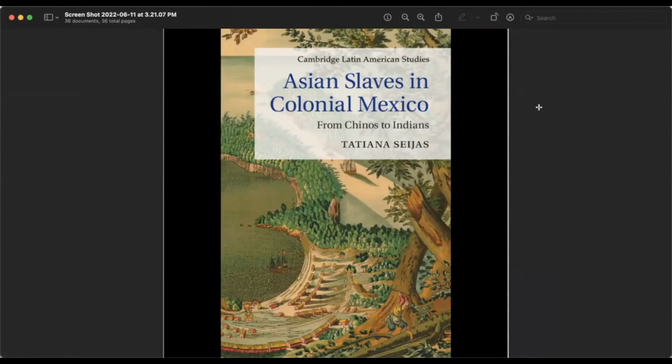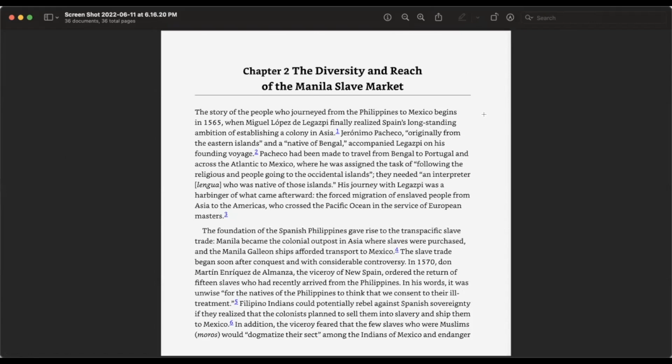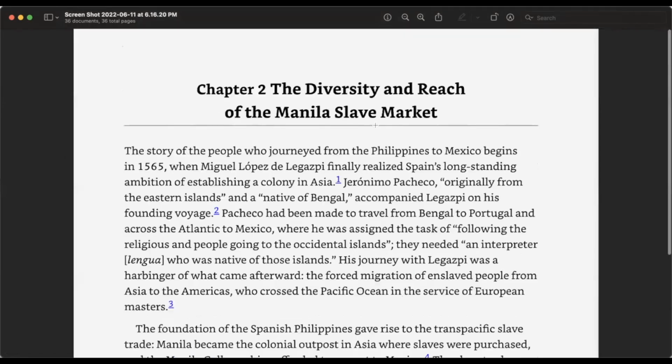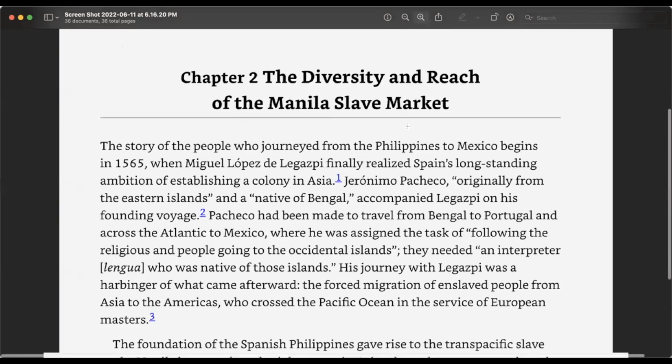Okay, you guys starting to understand who they're really talking about? Remember, we're talking about the 1500s and 1600s, Southeast Asia, Maluku Islands, the Philippines, India, Ceylon, Sri Lanka, Papua New Guinea. We're going to read a little bit of chapter 2 real quick. All right, it says here, chapter 2, the diversity and reach of the Manila slave market.